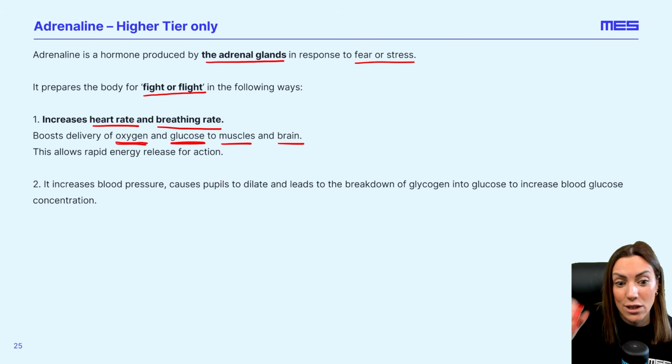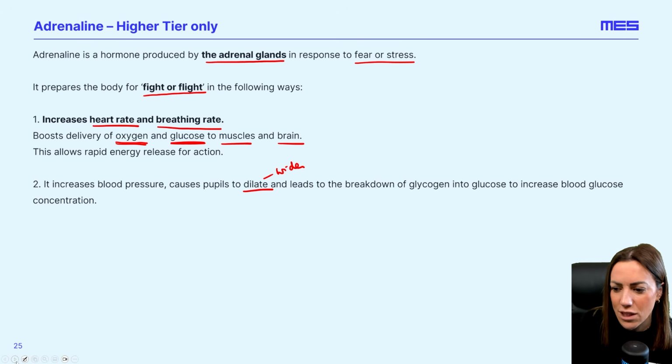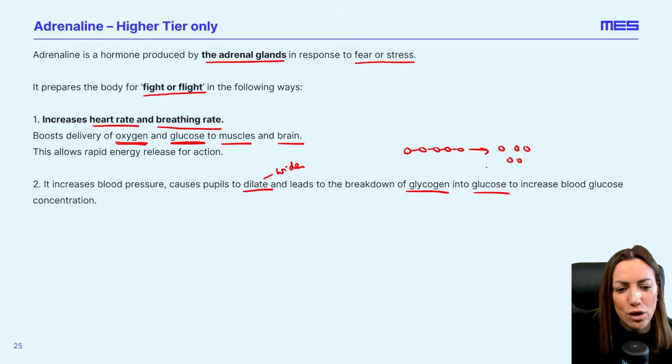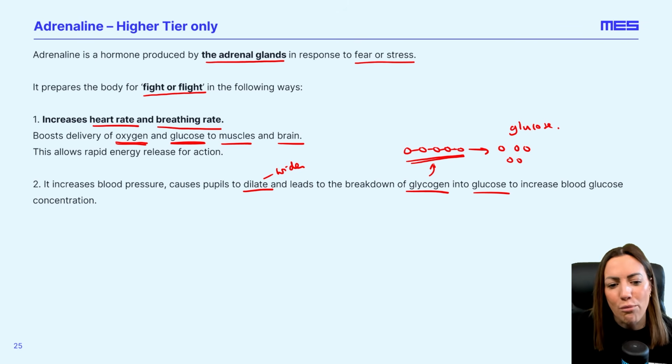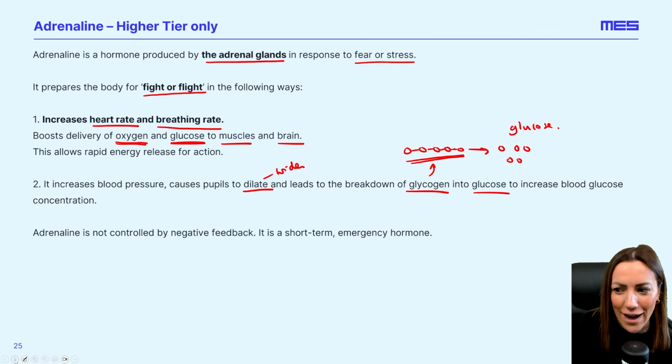Other effects cause your pupils to widen, which again makes sense because you need to be more alert. You need to be able to see clearly what's going on if you're in a fearful situation. It also leads to the breakdown of glycogen into glucose. Again, all these things should make sense. If you need to release more energy and you need to do more respiration, you're going to need more glucose. So your stores of glucose, which is your insoluble glycogen, will be broken down into glucose, like in your muscles. So you have more glucose, can do more respiration, release more energy for muscle contraction so you can run away.